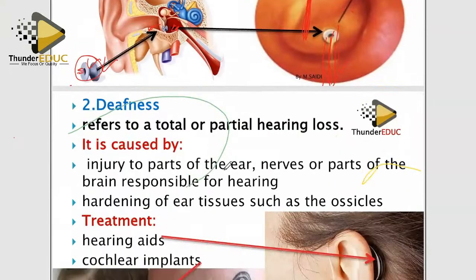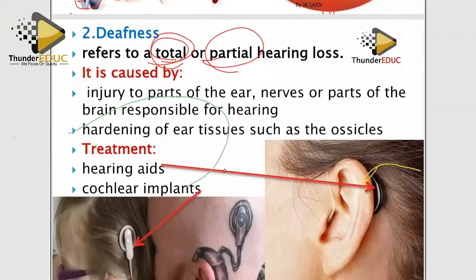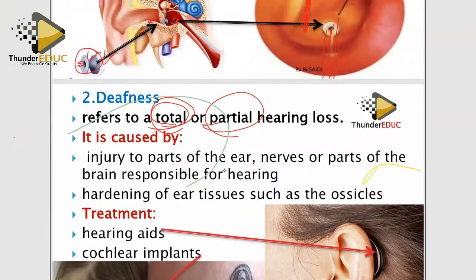Number two, deafness. It could be partial deafness or total deafness. What causes this? Some of it is caused by not cleaning our ears, like too much wax in the ear. You have seen people having a lot of wax in the ear? It can be caused by that.